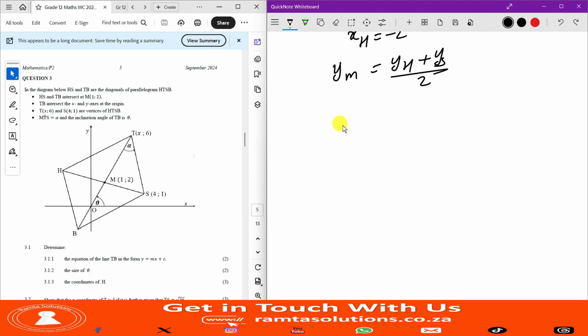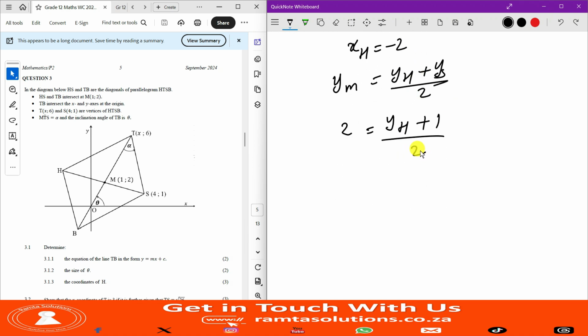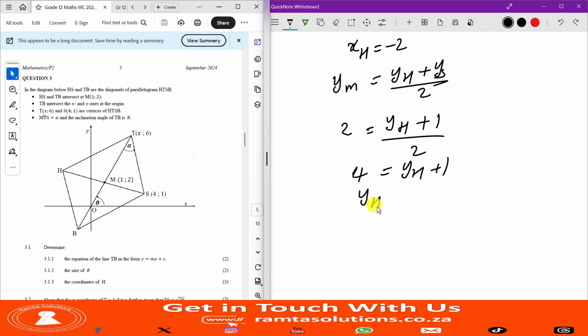So, what is y of M? It is 2. Y of H, we do not know, right? We do not know y of H. Y of S is 1, isn't it? Is 1, correct? All over 2. Multiplying throughout by 2, 4 equals y of H plus 1. Therefore, y of H equals 3. Therefore, H has coordinates -2 and 3. Happy? Great stuff.